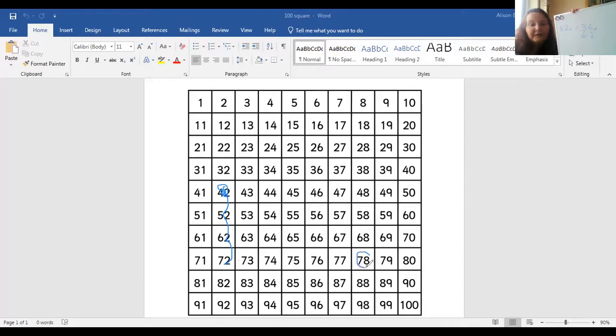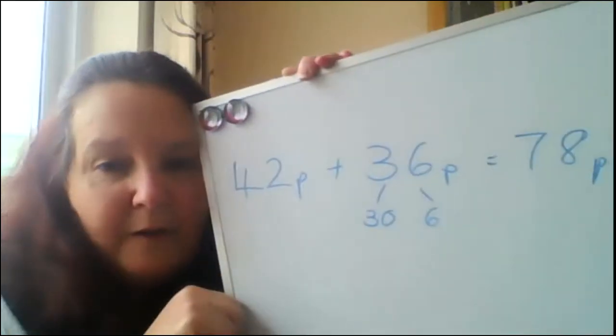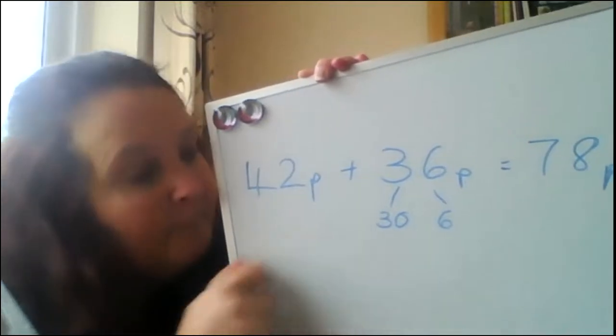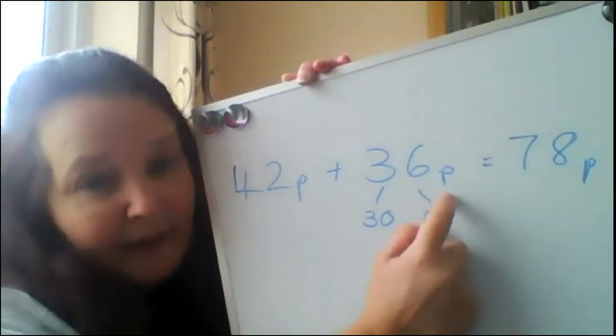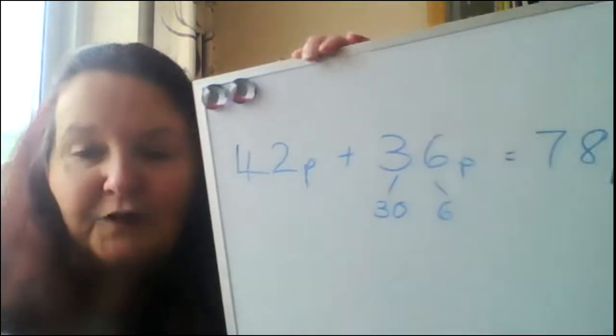Did you get that answer right? 78p. So I can pop that on the end here. 78p. Let's clear that off. Okay, did you get that one right? Remember, it's just numbers. Don't worry about the p's unless it's asking you specifically for the coins.